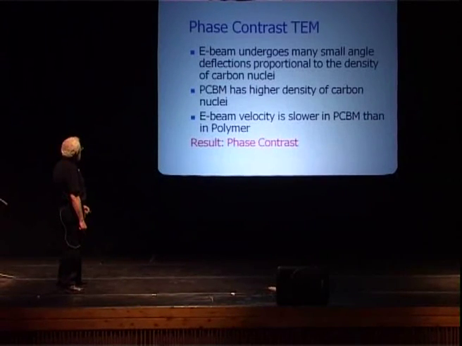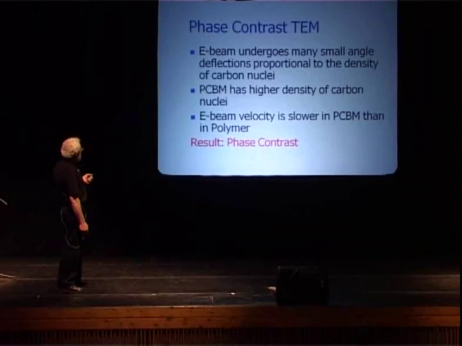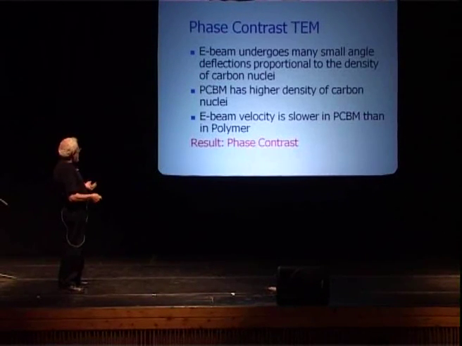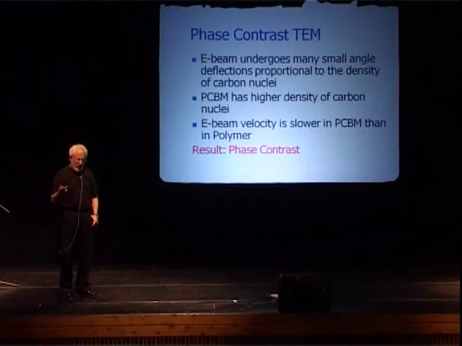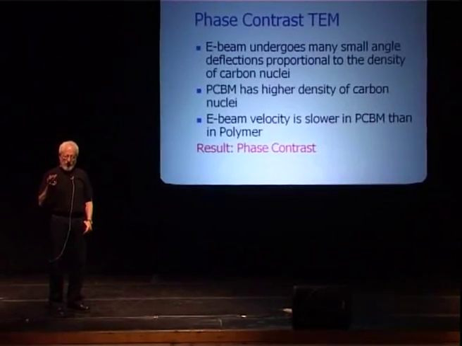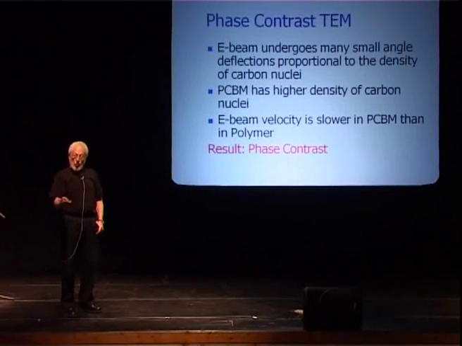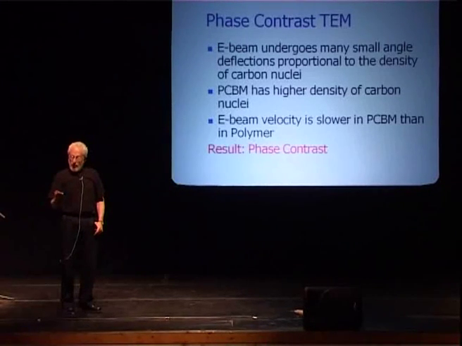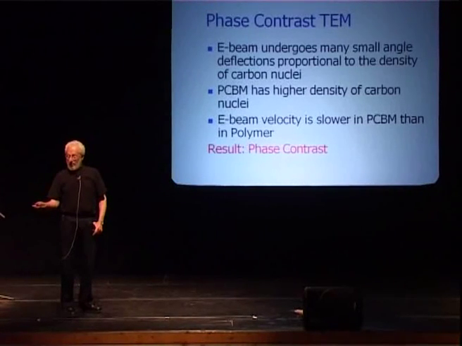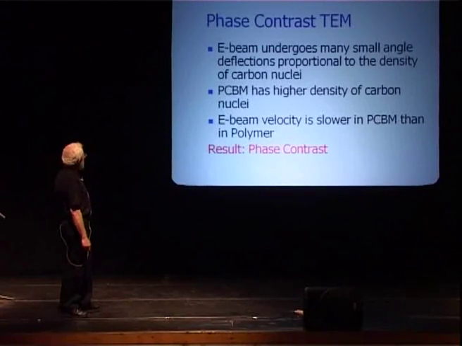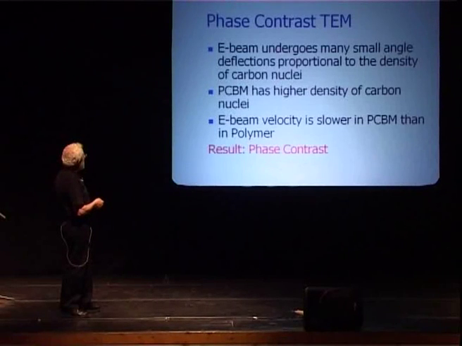Okay, I should say a little word about phase contrast TEM. I commented on it before. We're talking about using an electron beam, and the process is that, as I said before, the velocity of the electron beam is slower when you have a higher density of nuclei. It's not so easy to get contrast between carbon fullerenes and carbon polymers, but since there is more carbon per unit volume in the fullerene, we actually can get some contrast by using phase contrast TEM.